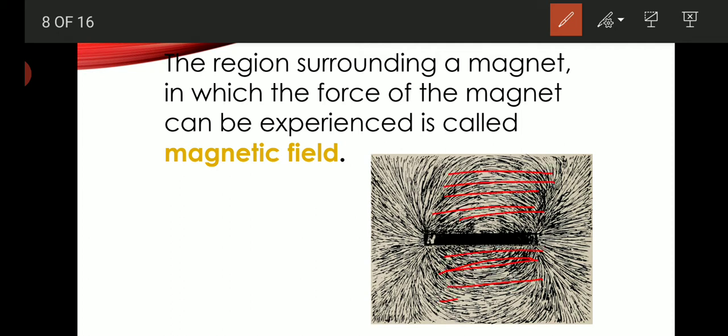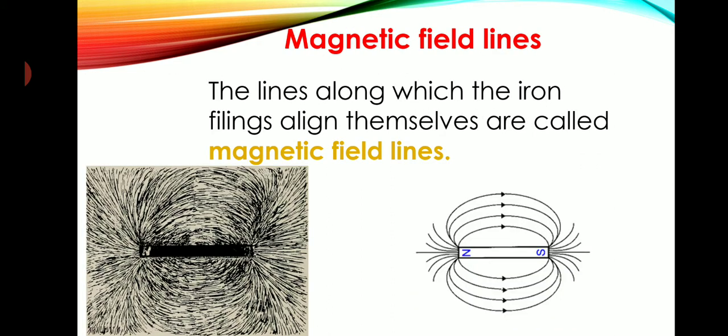Okay, yes. Then what do all these lines represent? These lines are called magnetic field lines.